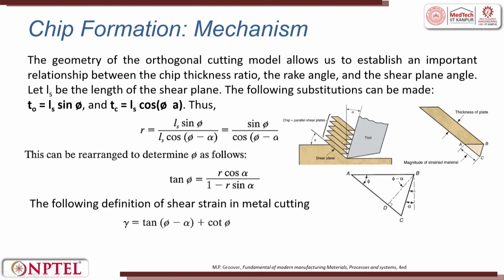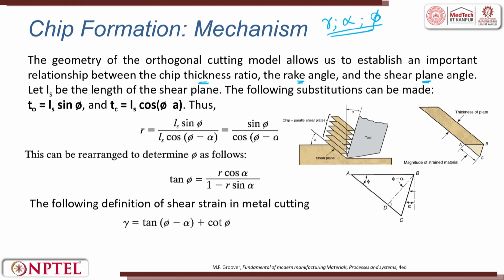So, the geometry of the orthogonal cutting model allows us to establish an important relationship between the chip thickness ratio, rake angle and the shear plane angle. So, we have seen only these three: we have seen R, we have seen the rake, we have seen phi. Now, I am trying to establish a relationship between them. Why? Because if I establish a relationship, I can figure out what material property I should use such that I control the machining process.